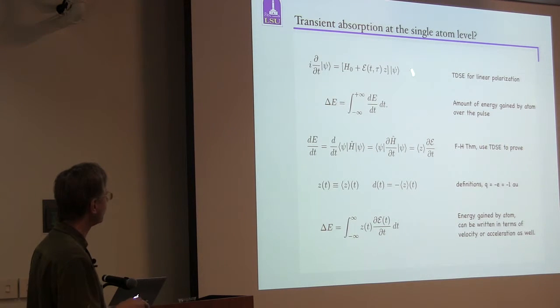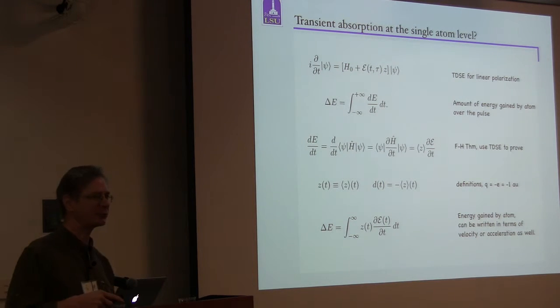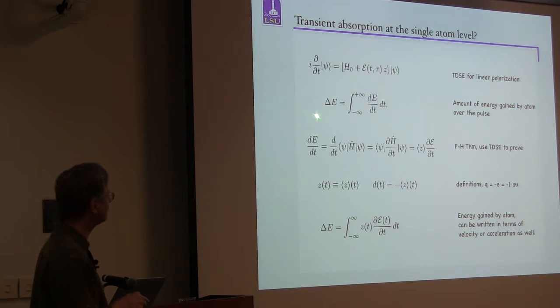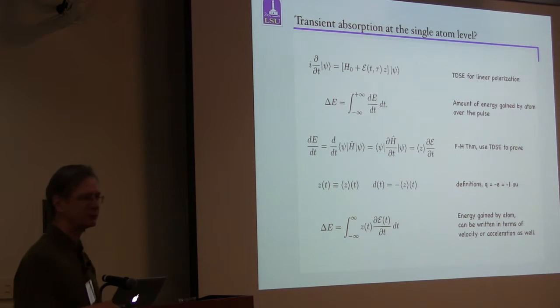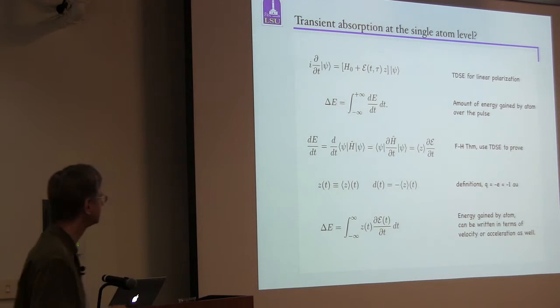I start with my standard Schrodinger equation, one electron, in a pseudopotential, for linear polarization. It looks like this. Here's the field, here's Z. The plus sign is correct because this is not the dipole, it's the Z operator, and the charge is negative. Here's what I'm going to use to do this. I'm going to say the energy that gets gained by the atom is the integral over the whole pulse, so over all time, of the rate at which it gained energy. Who could argue with that, right?